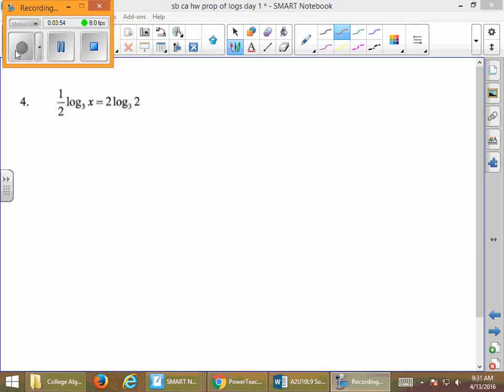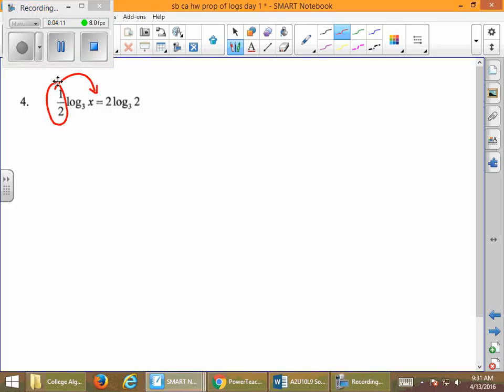Problem number 4. What we need to do is look at the coefficients on the logarithms, and we're going to apply the properties to our logarithm. So we're going to take this value of 1/2 and make it an exponent. We're going to take this 2 and make it an exponent. That's going to happen on problem number 3, and it happens on problem number 4 as well. So we end up with log base 3 of x to the 1/2 equals log base 3 of 2 squared.